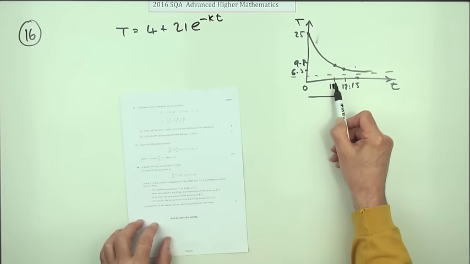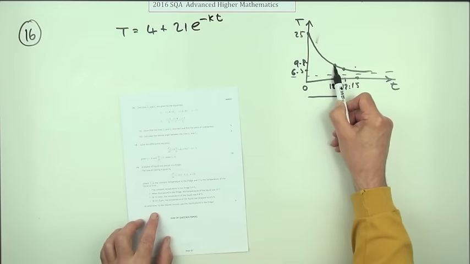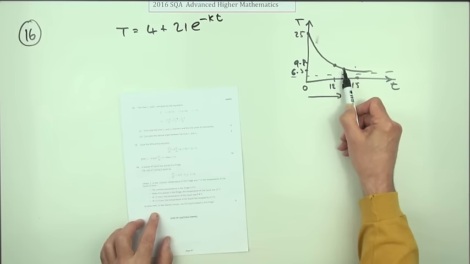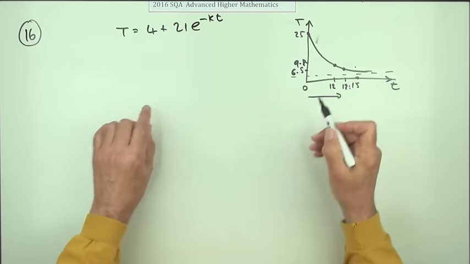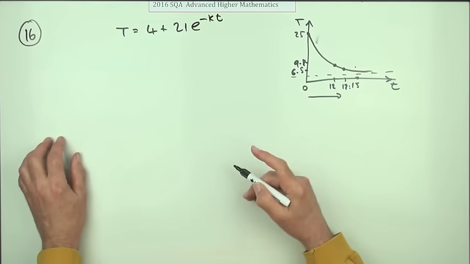I've got them notated here anyway. At 12, the temperature was 9.8, and at 12:15, the temperature was 6.5. Now, the important thing is, it's like simultaneous equations. You can form two equations for this.